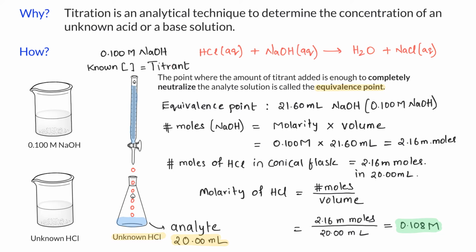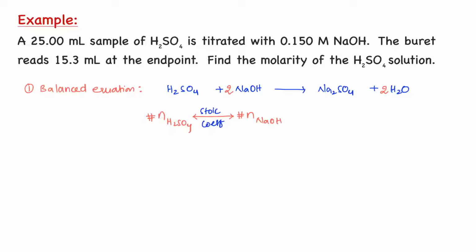So from the stoichiometric coefficients, we can say that 1 mole of sulfuric acid reacts with 2 moles of sodium hydroxide. We can use these stoichiometric coefficients to interconvert between the number of moles of acid and number of moles of base. In other words, if one is given, we can find the other one out.